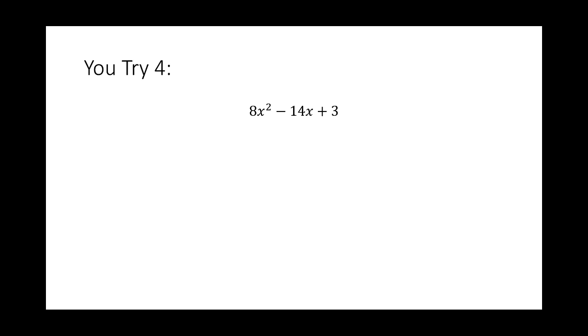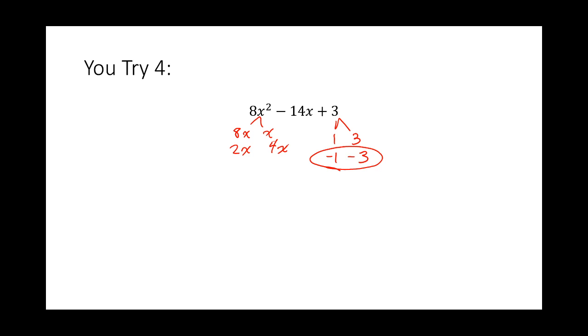Okay, let's try it together now. So our options are 8x and x, 2x and 4x. Our options here are 1 and 3, or negative 1 and negative 3. We notice that the middle term is negative, which means that negative must come somewhere, and it's going to come from here.